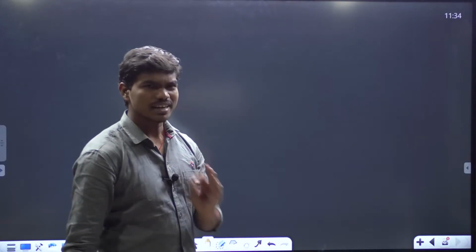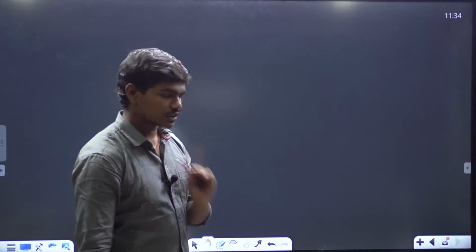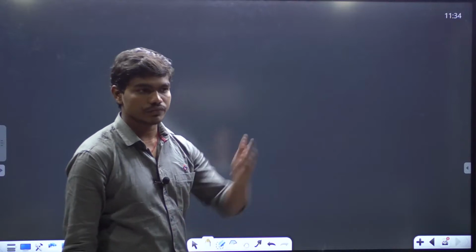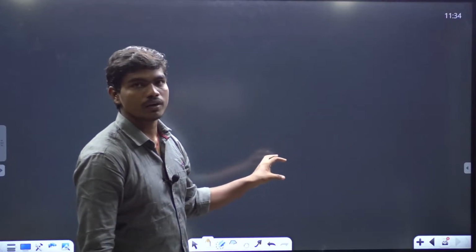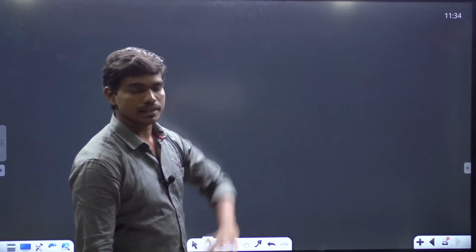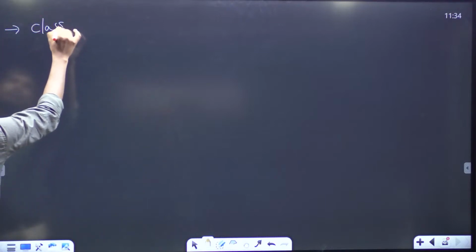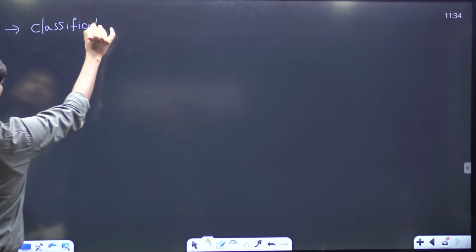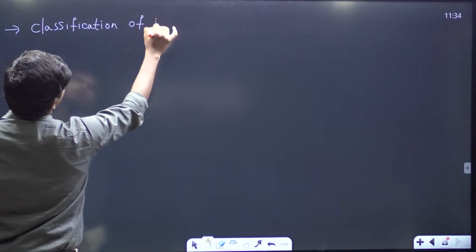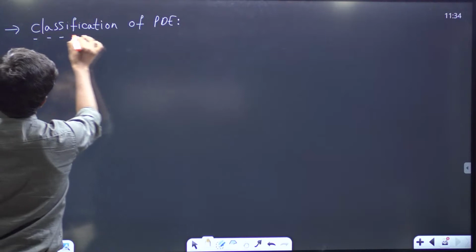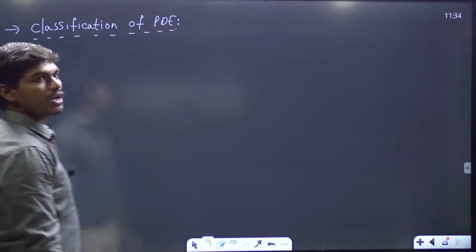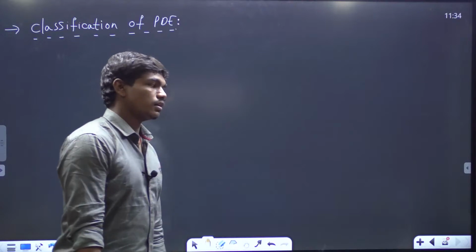So now we'll go for one really important topic. Many times, if you analyze previous papers, questions on partial differential equations came from this particular module that I'm going to teach you now. I'm not sure whether it's going to come in 21 or not, but definitely it's the most frequently asked topic in the GATE examination. So see here, classification of PDE. Okay, so let us try to solve this.